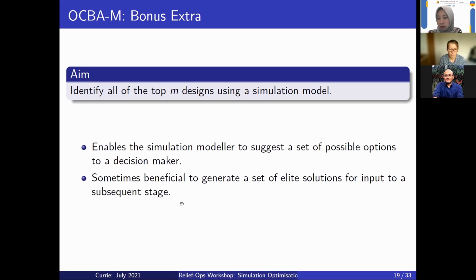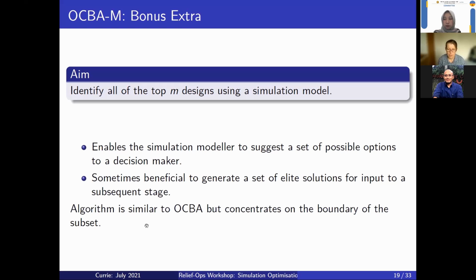So as I said before, it enables the simulation modeler to suggest a set of possible options to a decision maker. And the other place it's used is sometimes as part of a longer optimization process. What you can do with this ranking and selection, this OCBAM, is come up with a good set of solutions that you can then try in some other stage of the modeling.